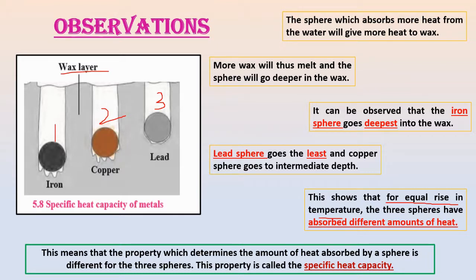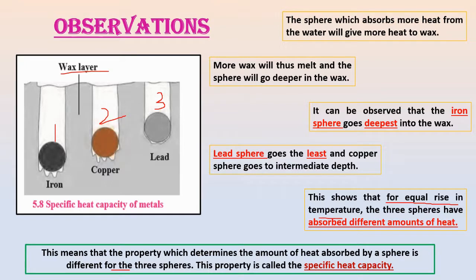Now all these three spheres had absorbed some amount of heat energy from the boiling water, right? So the amount of heat absorbed is different for all three spheres, and that is why they have covered different distances, right? So this property is called specific heat capacity.